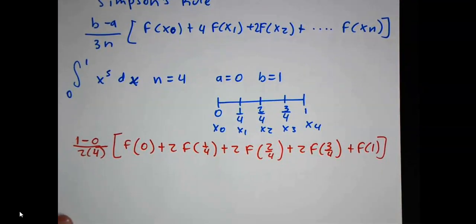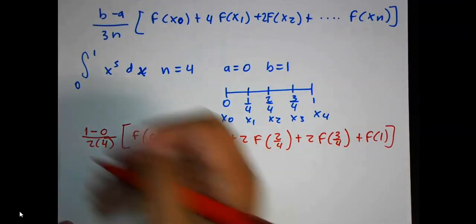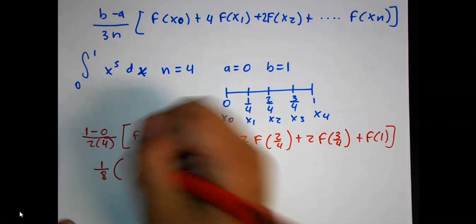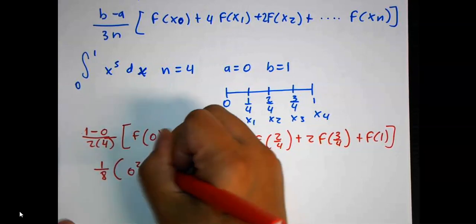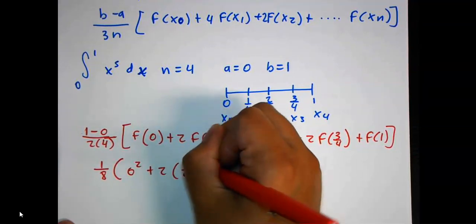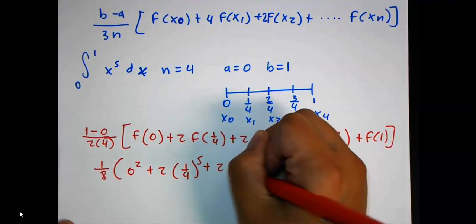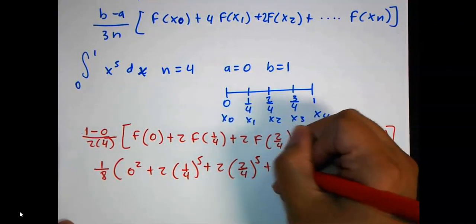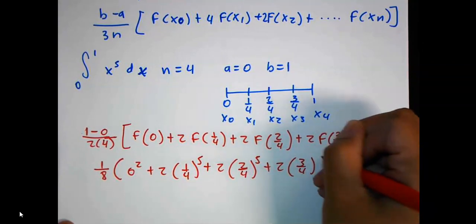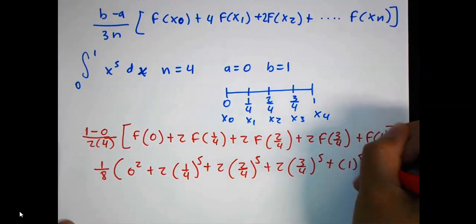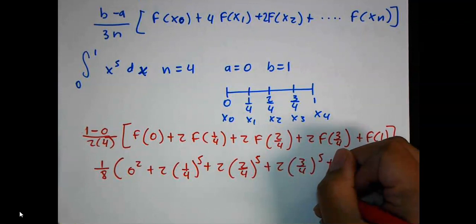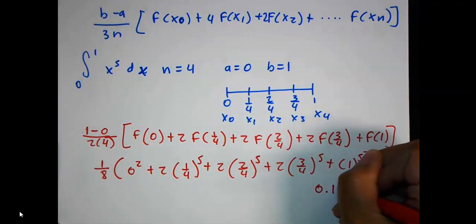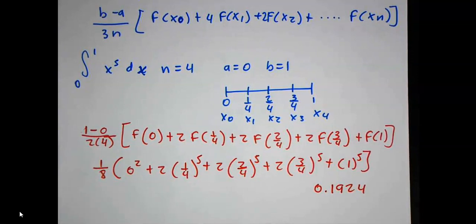Okay, so I'm going to go up to there because we're going to need that one a little bit. And so 1 over 8, we're plugging in 0 to the 5th power, plus 2 times 1/4 to the 5th power plus 2 times 2 over 4 to the 5th power plus 2 times 3 over 4 to the 5th power plus 1 to the 5th power. And you guys can use your calculator. And this is approximately 0.1924.